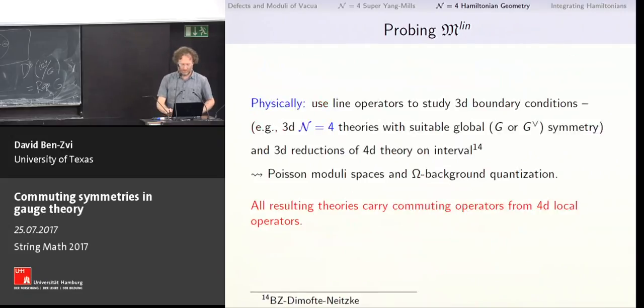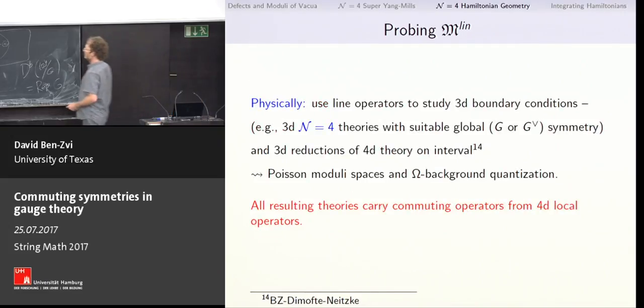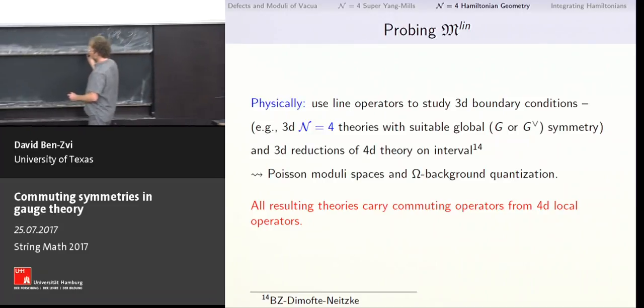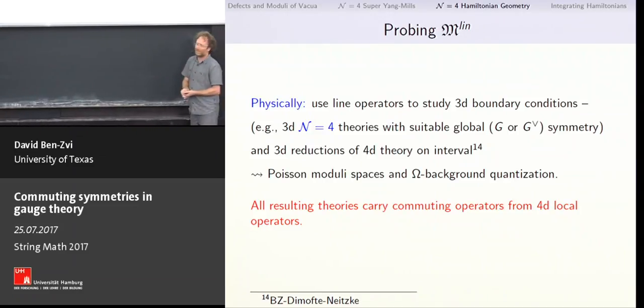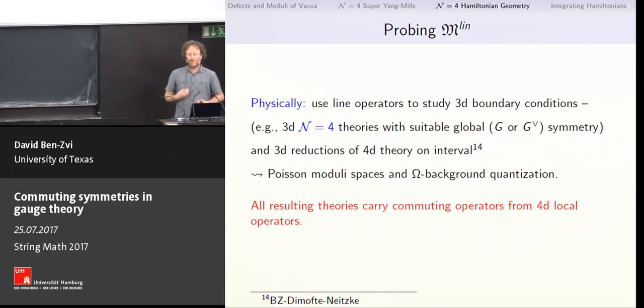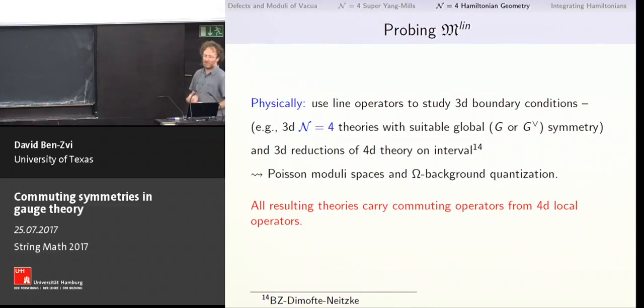Now this is, I claim, a reasonable thing to do from the point of view of physics as well. From the point of view of physics, I'm going to study boundary conditions in my four-dimensional theory. Of course, I don't know everything about boundary conditions, but I'm only going to understand as much of boundary conditions as I can by looking at line operators and how they're acted on. But if I have a boundary condition, so for example, if I have a 3D N equals 4 theory with G or G dual global symmetry, I can cook up boundary conditions in N equals 4.